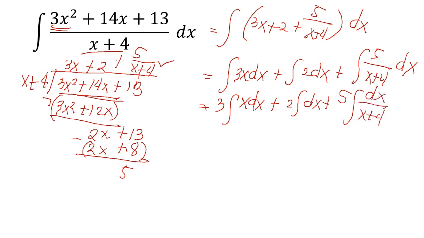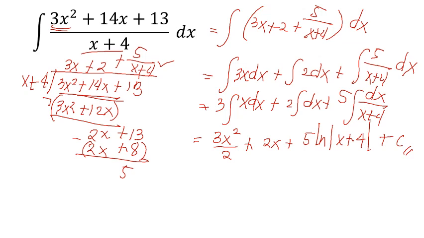Now, we could simply apply the basic integration formula. So I have here 3x raised to 2 all over 2 plus 2x plus, this is equal to the integration of dx all over x plus 4 is equal to ln of x plus 4. So we will have 5 ln of x plus 4 plus c. So this is now the final answer.